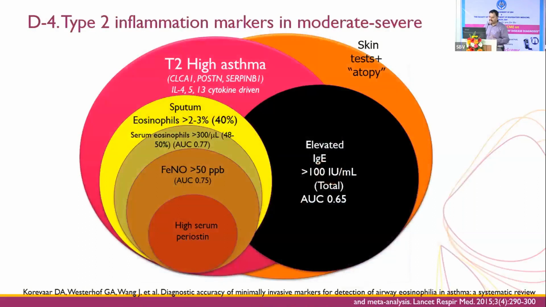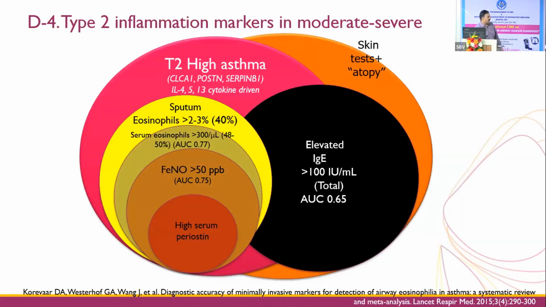So instead of that, we have a host of other tests which we use as surrogates of this particular gene expression and consequent inflammation. It's important to remember what these surrogates are actually representing. For example, you can have atopic asthma, which is not necessarily eosinophilic asthma, but a lot of them will overlap, which is what the circle is showing.